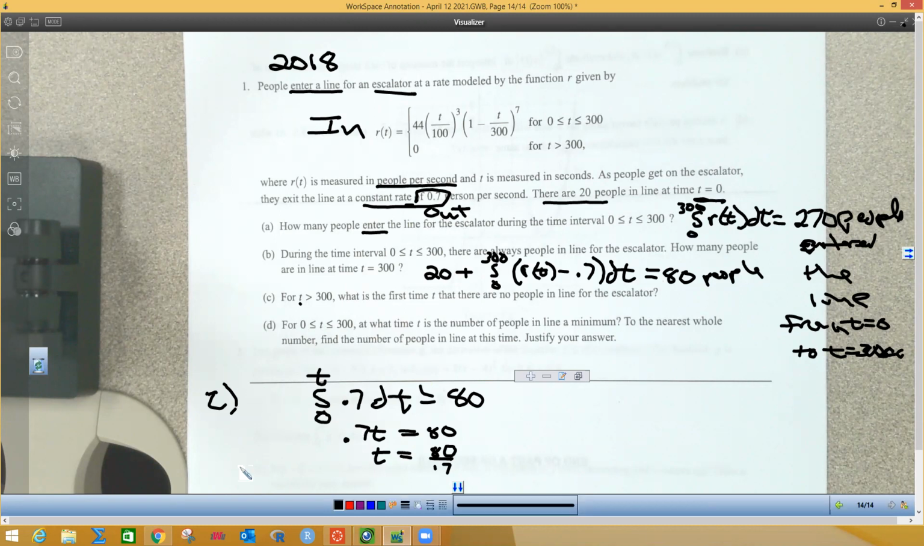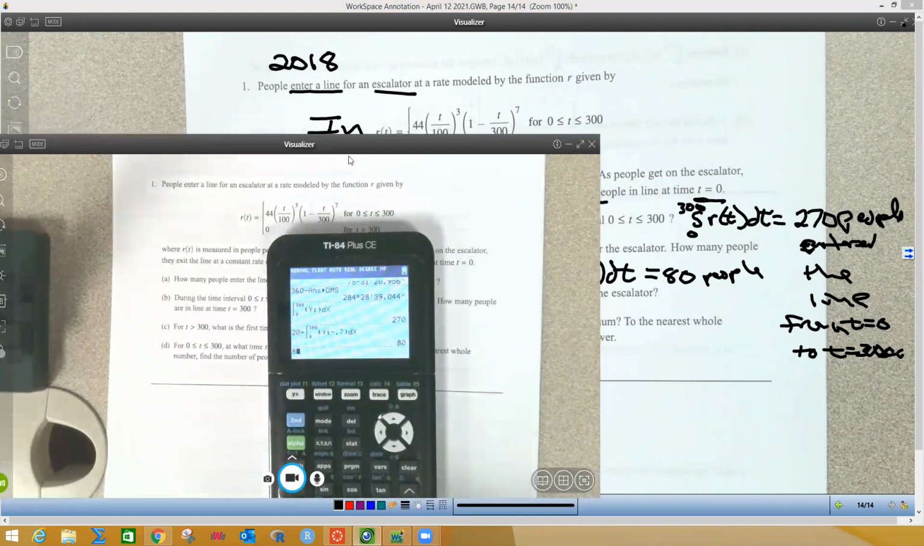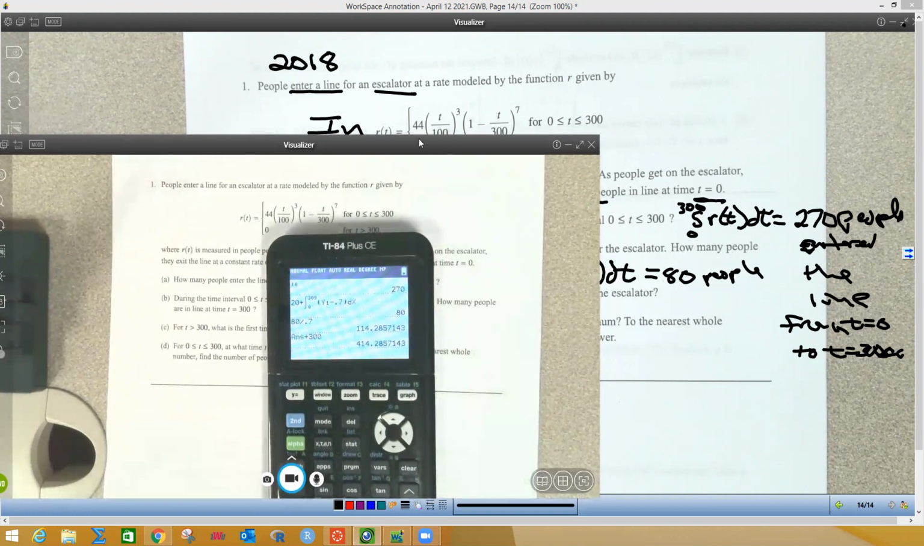All right, so I'm going to take on my calculator 80 divided by 0.7. I can get my camera to come back up here. It's not coming up for some reason, oh, it's come up on the other side of the screen, so let me put it back over there. So 80 divided by 0.7 is going to give me that many seconds, and then I'm going to add that 300 back to it, and so that means at 400 some.